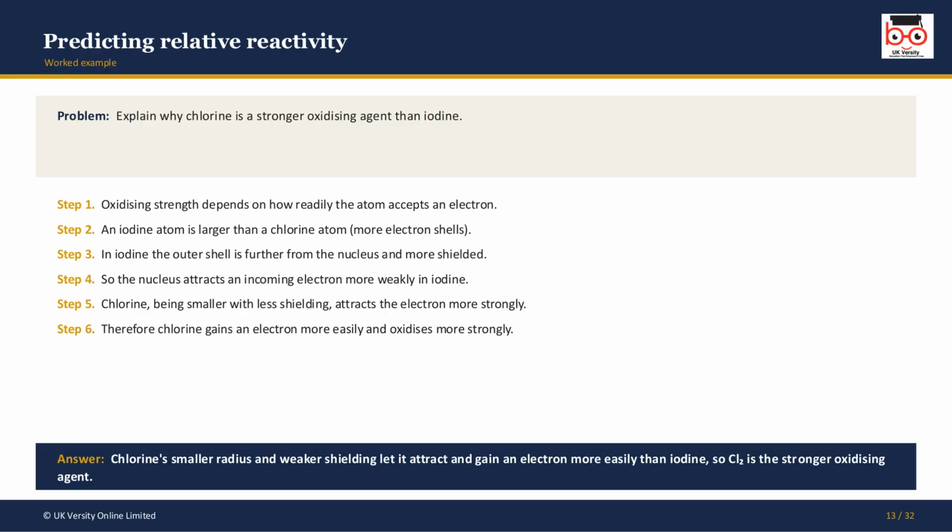Let's reason through a comparison. Why is chlorine a stronger oxidizing agent than iodine? Oxidizing strength depends on how readily an atom accepts an electron. An iodine atom is larger than a chlorine atom, with more electron shells, so its outer shell is further from the nucleus and more shielded. That means iodine's nucleus attracts an incoming electron only weakly. Chlorine, being smaller with less shielding, pulls that electron in more strongly, so it gains an electron more easily and oxidizes more powerfully. Hence, chlorine is the stronger oxidizing agent.